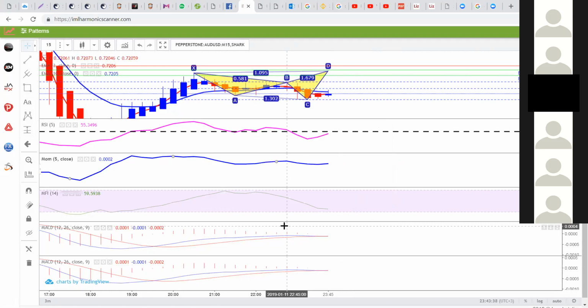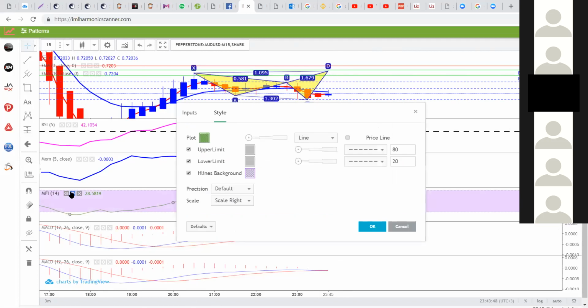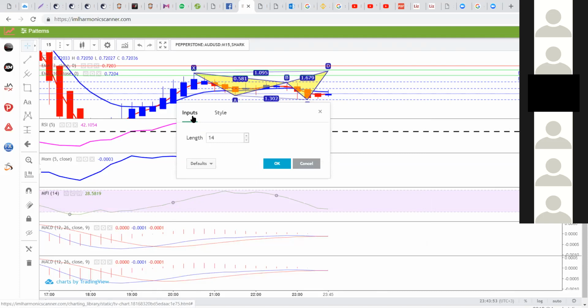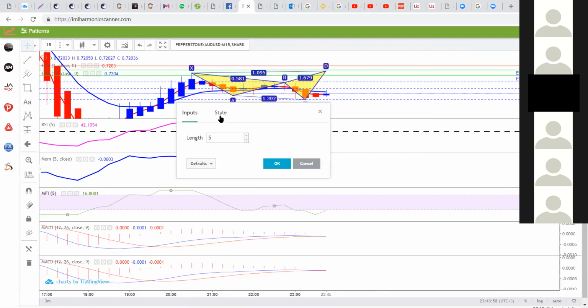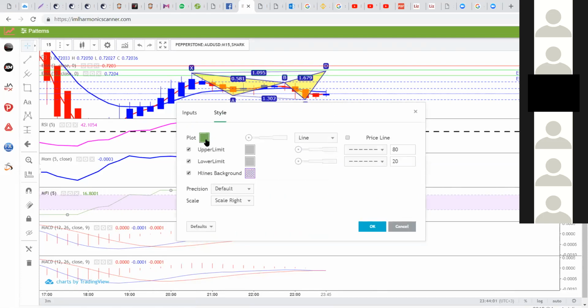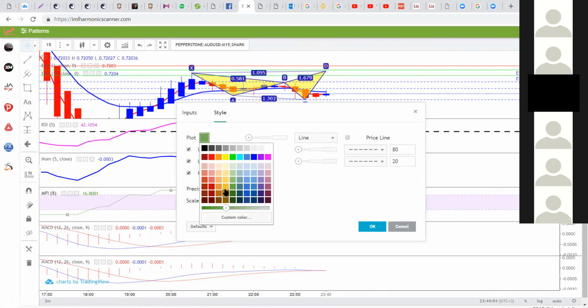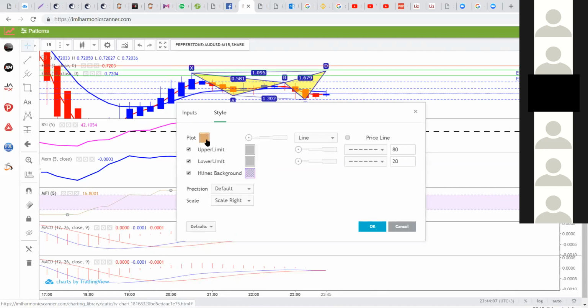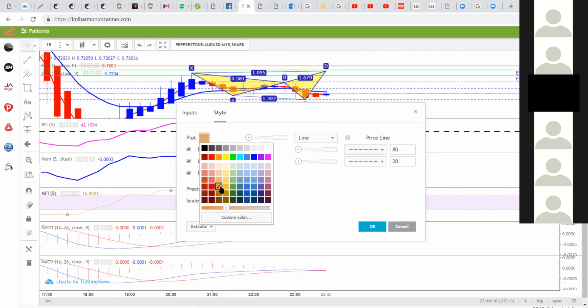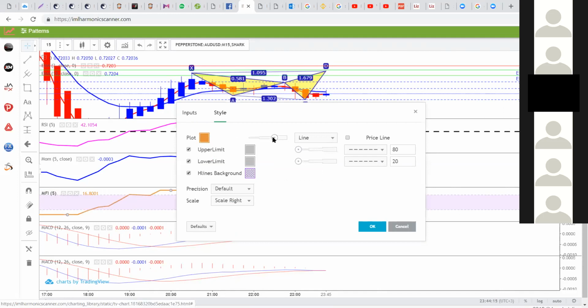Are we done with momentum now? Then, of course, the MFI. I'm going to go to format. All right. I'm going to go to input. The length also is 5. For the style, I want my MFI to be gold or yellow color, something like this. I think it's fine. I'm going to thicken it, make it non-transparent and thicken it.